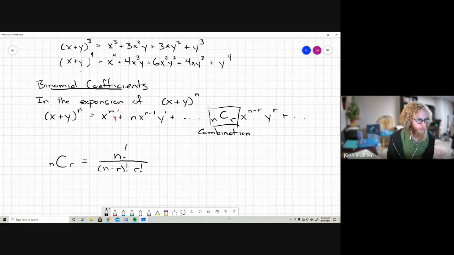You may also see it written as parentheses with n over r, like this, without any fraction. So these two are the same thing. nCr and this mean the same thing. All right, so we'll expand on this tomorrow.